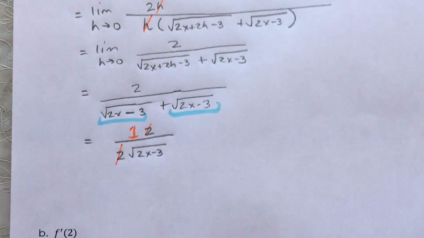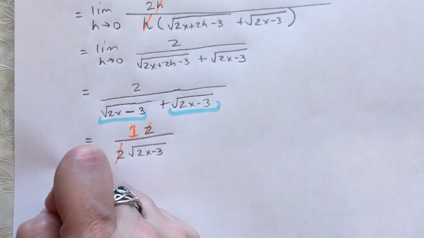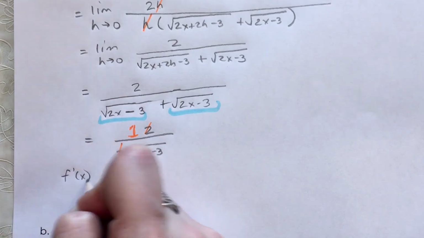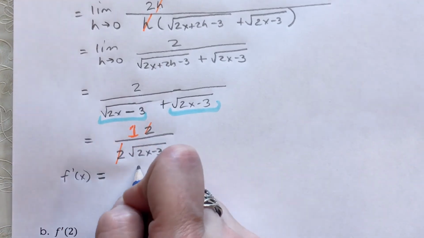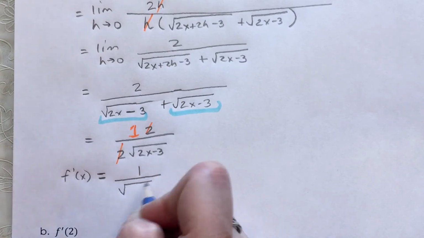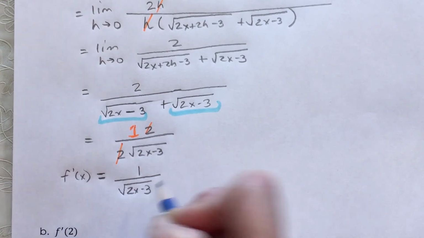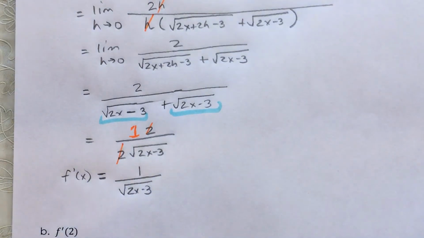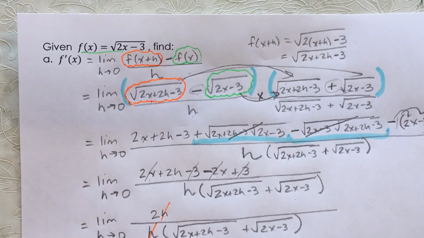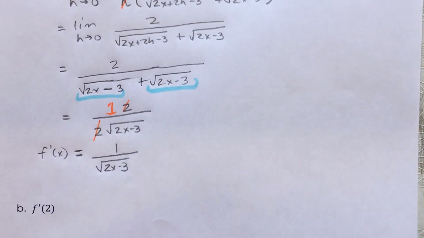So we found the derivative, and it ends up being actually pretty nice. So f prime at x, the slope of the tangent to the curve anywhere, ends up being 1 over the square root of 2x minus 3. Interesting relationship, since f at x, way back at the start of the question, was the square root of 2x minus 3, and the derivative ended up being 1 over the square root of 2x minus 3.